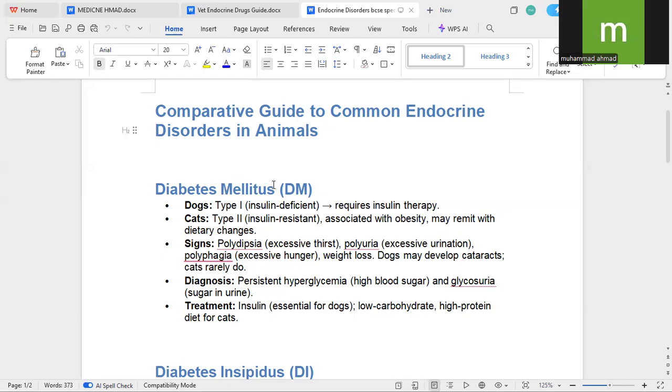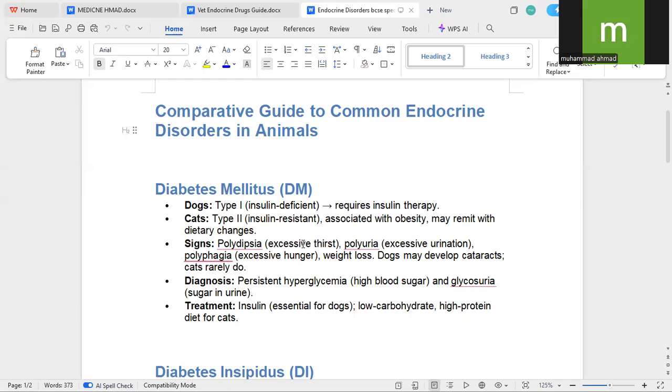Diabetes mellitus. When you hear diabetes mellitus, think of a key and lock problem. Insulin is the key that unlocks the body cells to allow glucose in for energy. Okay.